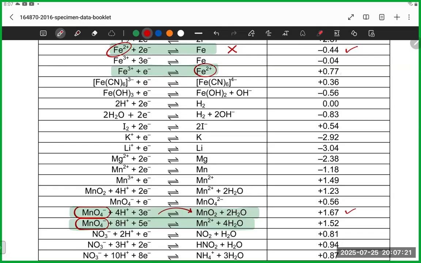Instead, the lowest one is 0.77. That's the one I'm going to pick. It's Fe2+ losing electrons, and I wanted a reaction for Fe2+. So I have figured out the one that loses electrons, and the one that gains electrons. Higher potential gains, and the lower potential loses electrons. And I would have to multiply this equation by 3.